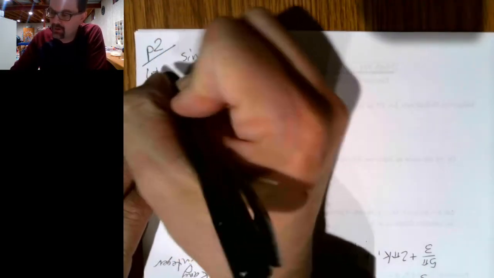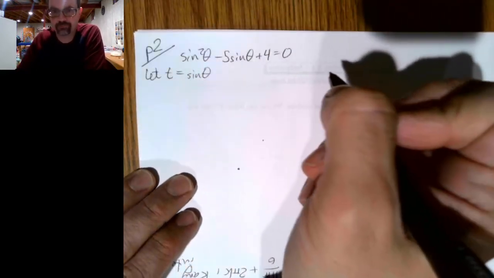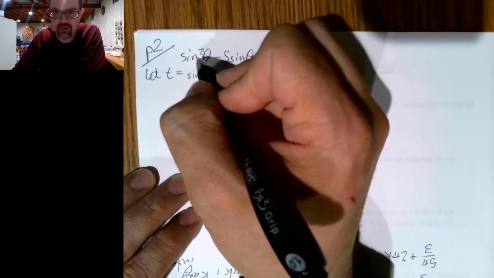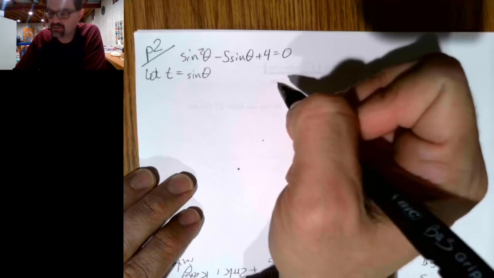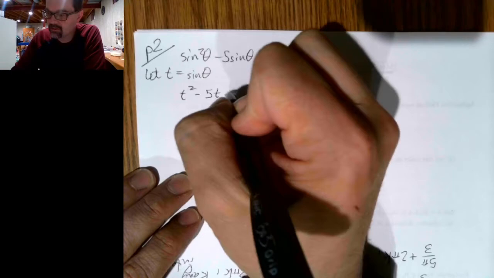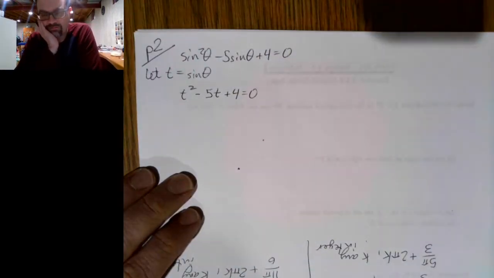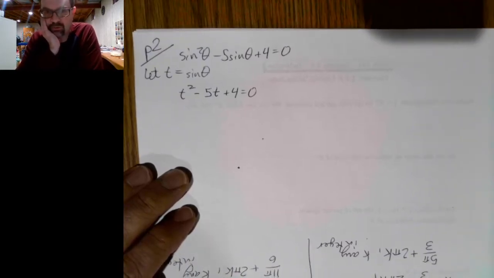I'm going to introduce another letter just to simplify some things. So I'm going to let t be sine theta. And if t is our sine theta, then this equation we're solving, I'm just going to replace the sine thetas with t, would be t squared minus 5t plus 4 equals 0, which hopefully looks more like something you've dealt with before. That's a quadratic equation, and the way we solve that would be by factoring.